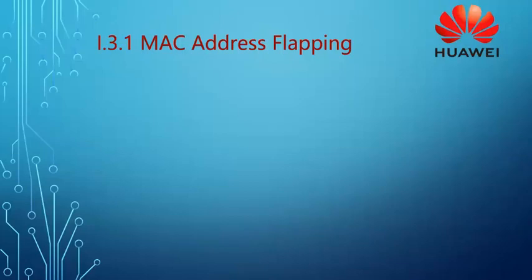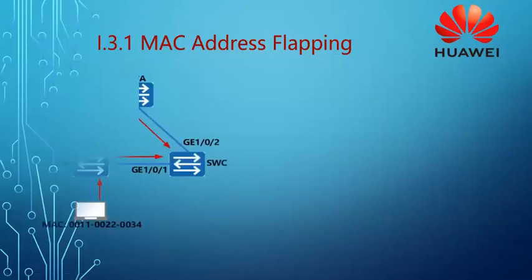We can see another important MAC address feature, the MAC address flapping. What about this feature? So if I have this topology, and here we have a MAC address for this PC, and we will send a broadcast packet from switch B.